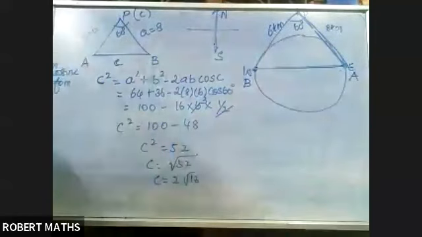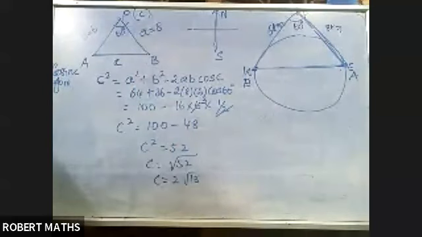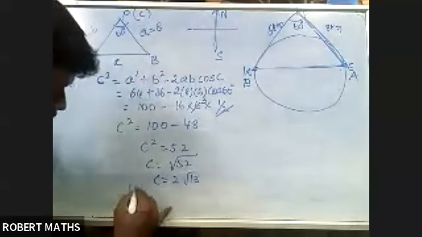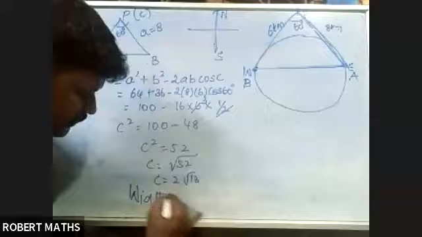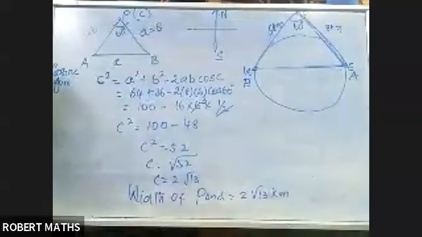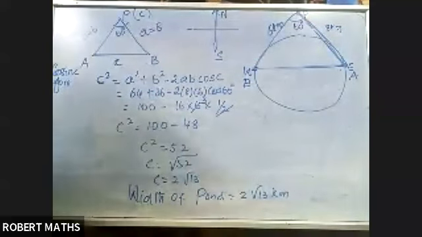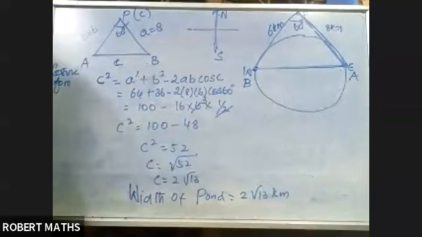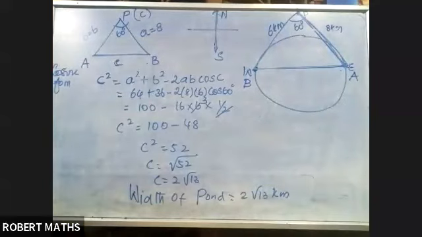Everything is given in kilometer. Therefore the width of the pond is equal to 2 root 13 kilometer. At last we should write it down. So that's why this is called a practical problem. In a practical problem, we are using the properties of triangles. Now next one. Next problem.